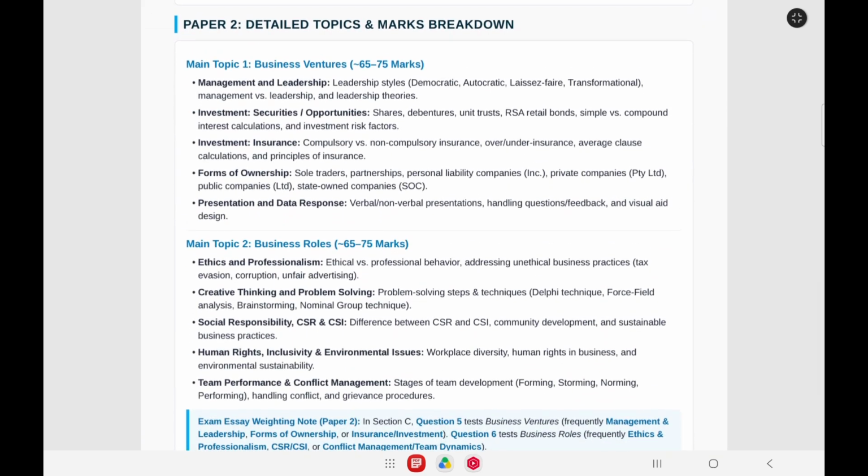We have main topic 1, business ventures, worth about 65 to 75 marks. Paper 2 has more notes compared to paper 1. Paper 1 is easy in business studies. Paper 2 requires you to go through most of the notes that you'll be given throughout the entire year.